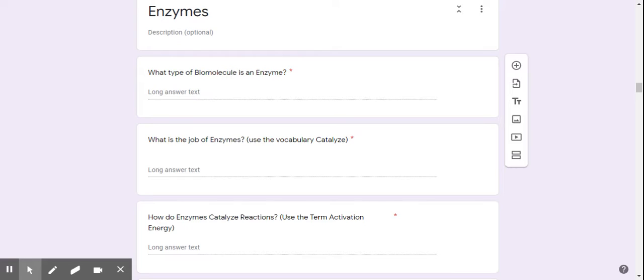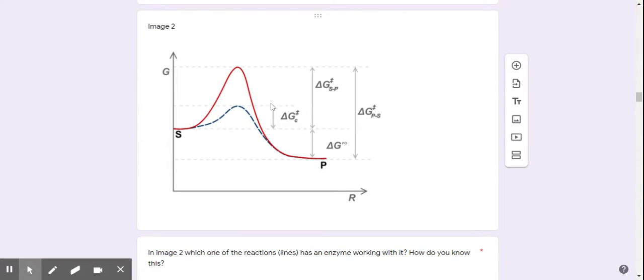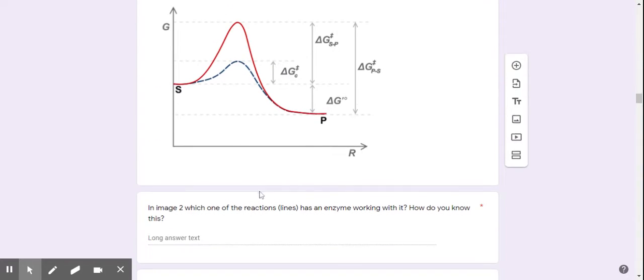And they can do this by doing part of the job of the reaction. But there's a clear distinction that we're going to come up right now. So make sure that we get this down, because this was a clear misconception that I noticed from you guys that I don't want you to mess up on. Here we go. So we have image 2 right here. In image 2, which of the reactions, the lines, has an enzyme working with it? And how do you know this?